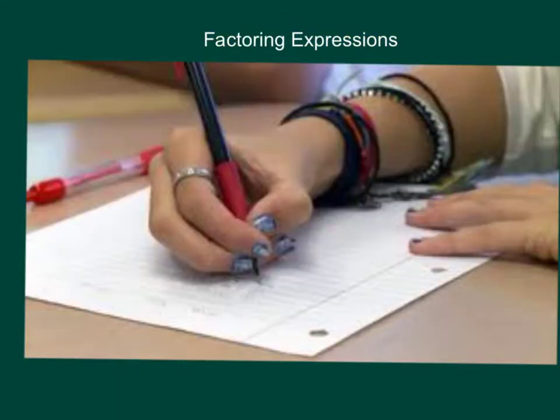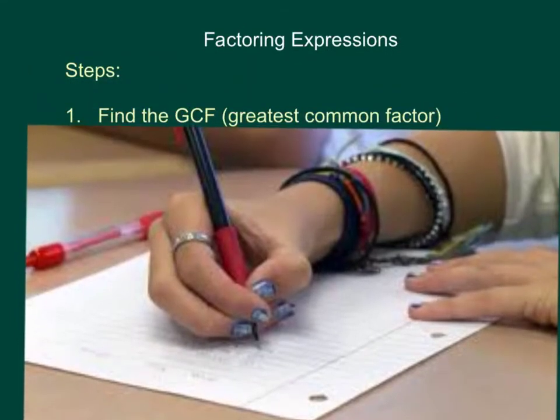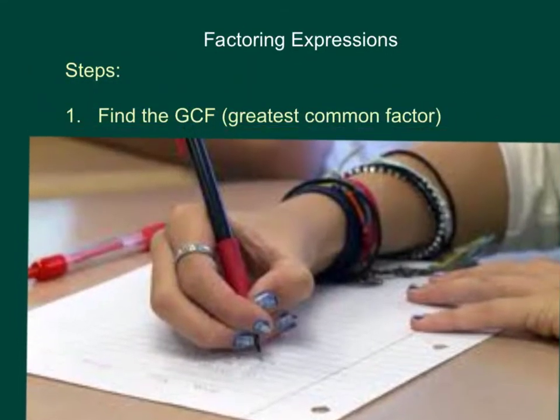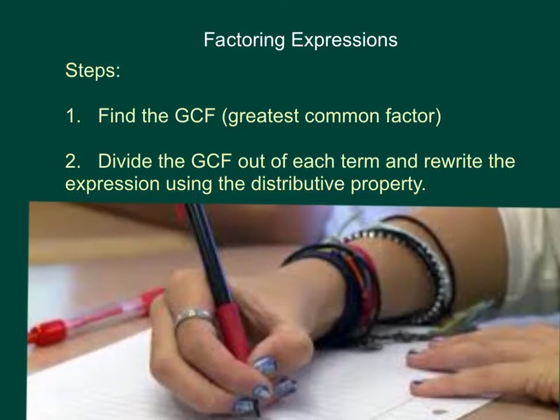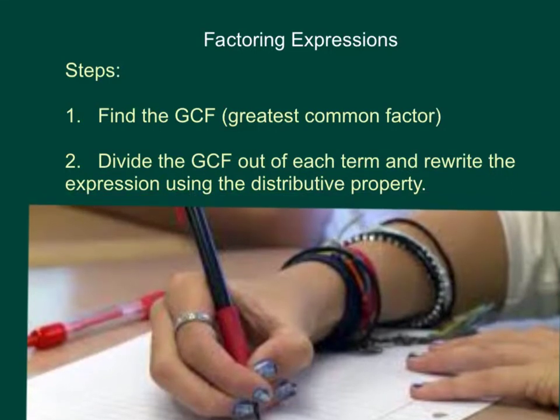The last thing we're going to talk about is how to factor expressions. To do this, the steps are: 1. Find the GCF, the greatest common factor. 2. Divide the GCF out of each term and rewrite the expression using the distributive property. Please take a moment to pause this video and write down the steps for factoring expressions.